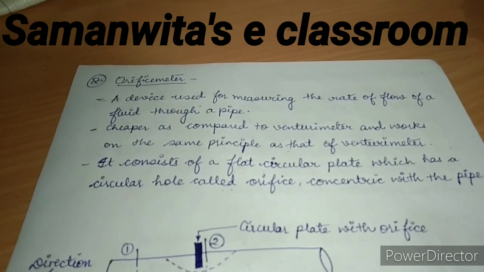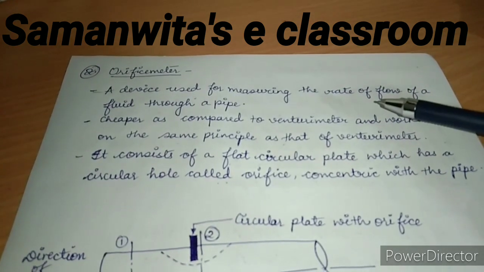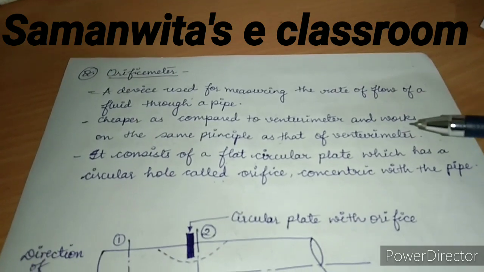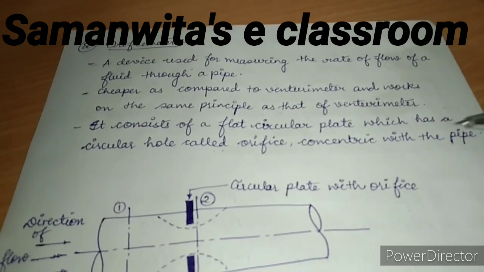Next application is orifice meter. Like venturi meter, orifice meter is also a device which is used for measuring the rate of flow. It consists of a flat circular disc with an orifice which is placed concentric with the pipe.